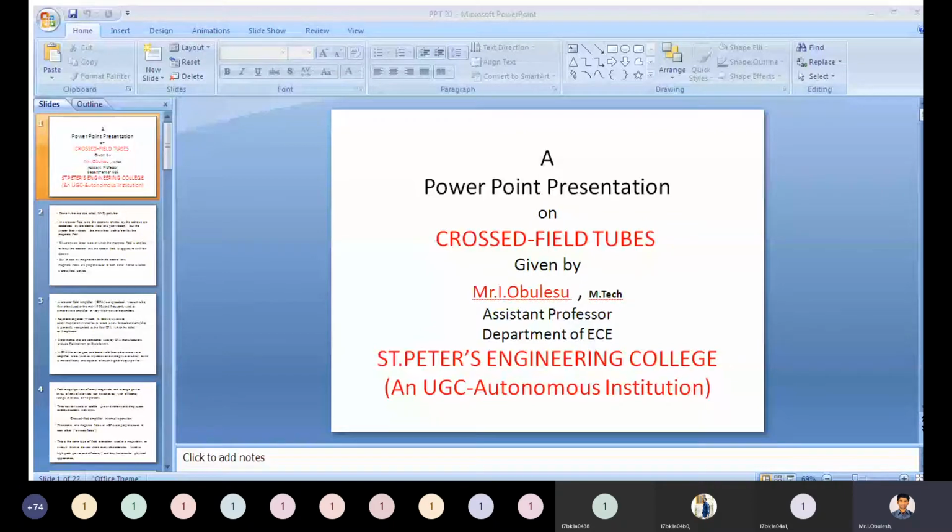A crossed field amplifier has lower gain and bandwidth than other microwave amplifier tubes, such as klystron or traveling wave tube, TWT, but it is more efficient and capable of much higher output power.